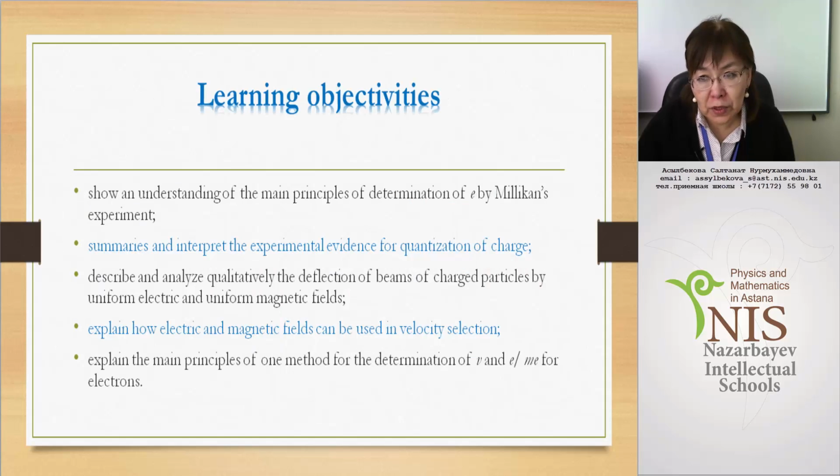There are five learning objectives which we can find in Unit 3. The first one: show understanding of the main principle of determination of e by the Millikan experiment. Summarize and interpret the experimental evidence for quantization of charge. Describe and analyze quantitatively the deflection of a beam of charged particles by uniform electric and uniform magnetic fields. Explain how electric and magnetic fields can be used in velocity selection. And explain the main principles of one method for determination of velocity and the charge-mass ratio for electrons.